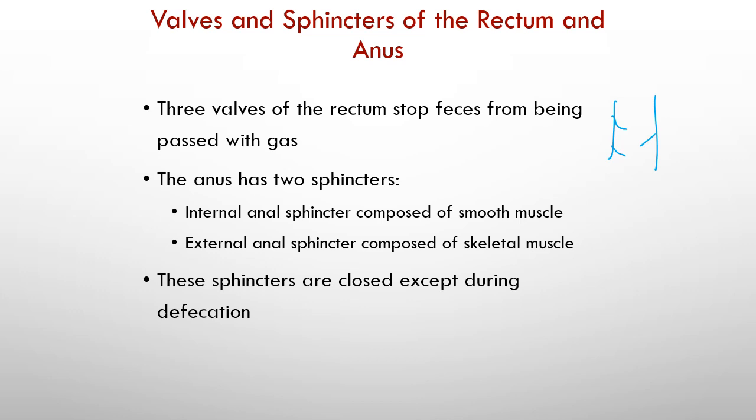And then at the anus, we have two sets of sphincters. We have an internal sphincter, and then we have an external sphincter. The internal sphincter is essentially superior. The external sphincter is inferior. The internal sphincter is smooth muscle, so that means it has to be involuntary.